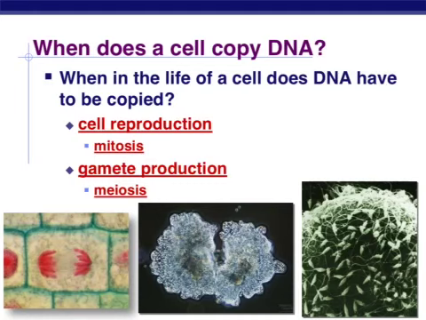Okay, so when does a cell copy its DNA? Well, cells will copy in two very specific areas within their life cycle. Through a process called mitosis, which is all about cell-to-cell reproduction, so we're just making copies of a cell that we already have, and through a process called meiosis, where the whole point is to produce a sex cell or a gamete, so either an egg cell or a sperm cell. So that's when your cell, and also how your cell, is going to do a lot of its copying, mitosis and meiosis.